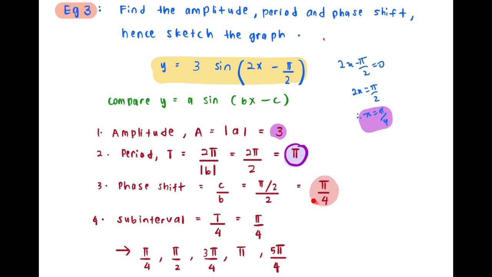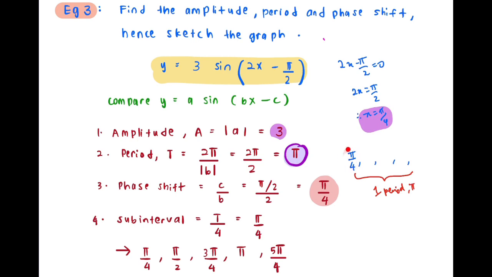So we know our phase shift is pi over 4, meaning that the graph will start at x coordinate pi over 4. And then it will have a few subintervals here. This is the first subinterval, this is the second subinterval, this is the third subinterval, and later on finally we will have the last one here. So what is the distance between the first one and the last one? This is 1 period, which is our 1 period right now is pi.